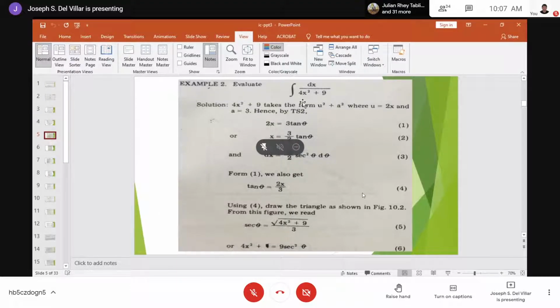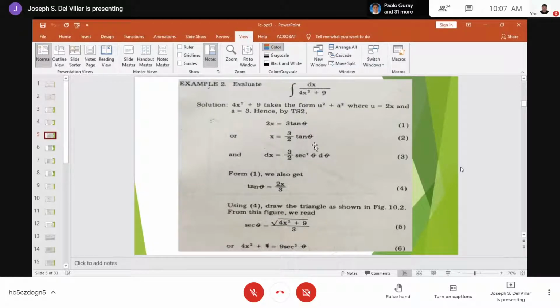And then, identify nyo na. So, yung u dito is 2x and a is 3. Okay? So, sa substitution, let u be equal to a tangent theta. But our u is 2x. So, 2x is equal to 3 tangent theta. Okay? So, therefore, solve for x. So, that is 3 halves tangent theta. Divide both sides by 2.